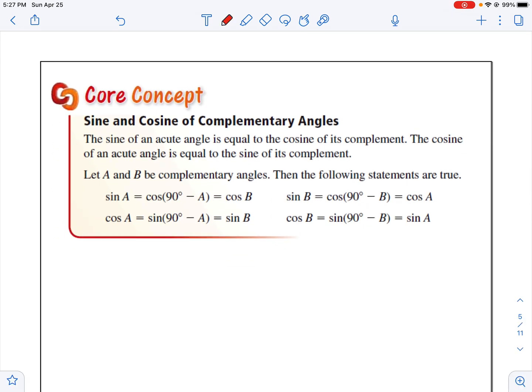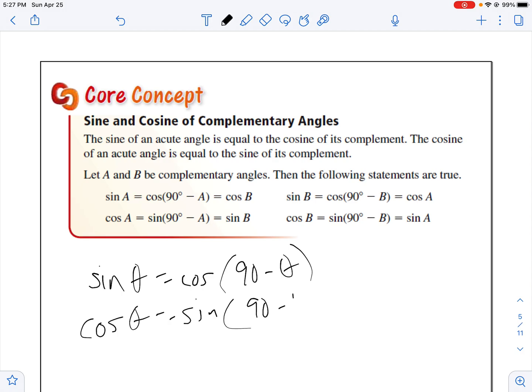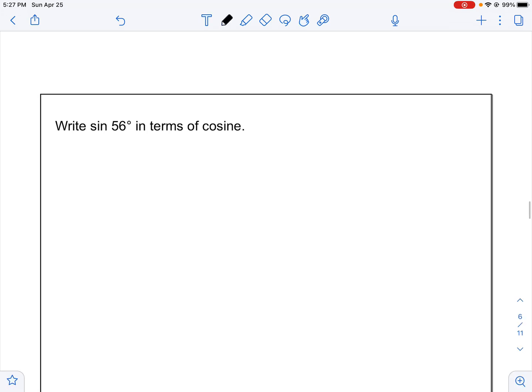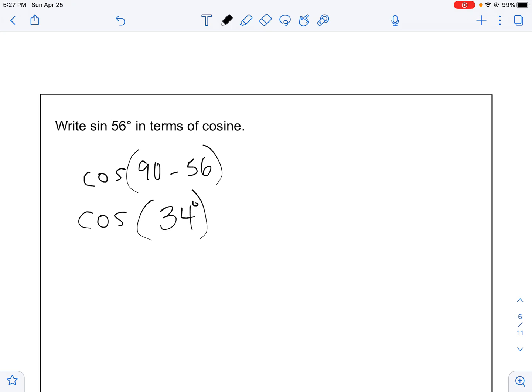Really nothing important here. You won't even be tested on this, but it's something I have to show you guys for state assessment purposes. Sine theta equals cosine of 90 minus theta, and cosine theta equals sine of 90 minus theta. So whatever angle they give you, change the name and go 90 minus it. So I'm going to change the name and do 90 minus the angle. So our answer is cosine of 34 degrees, and I'm done.